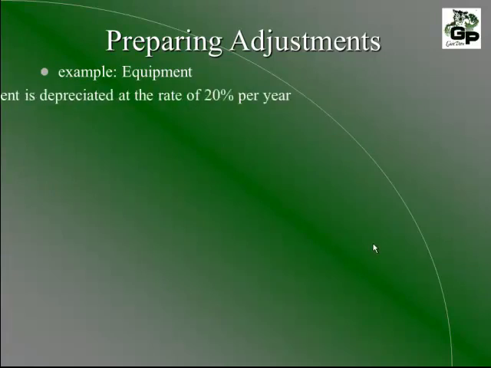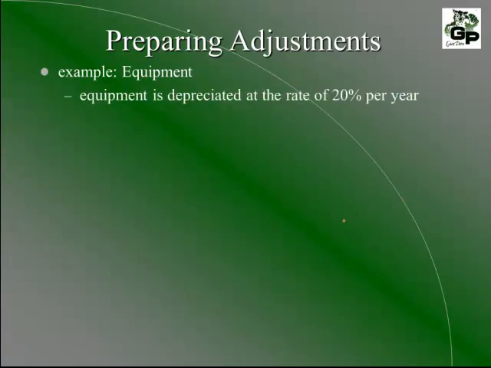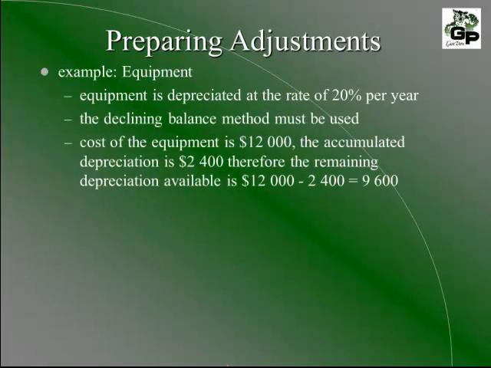Let's look at equipment. Equipment is depreciated at the rate of 20% per year. The declining balance method must be used. Cost of the equipment is $12,000. The accumulated depreciation to this point is $2,400. Therefore, the remaining depreciation available is $12,000 minus $2,400, which is $9,600. This is the amount that we use in order to make our current month's calculation.